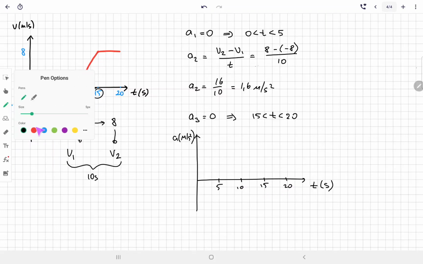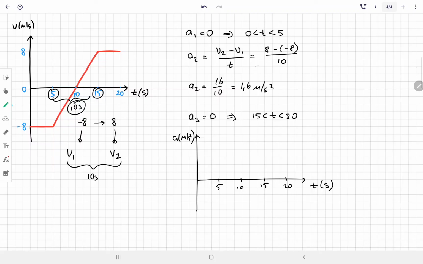Let me select different colors so you could see it clearly. During the first initial 5 seconds, acceleration equal to 0. Then it's +1.6. Then again 0. So here it's 1.6, 0.